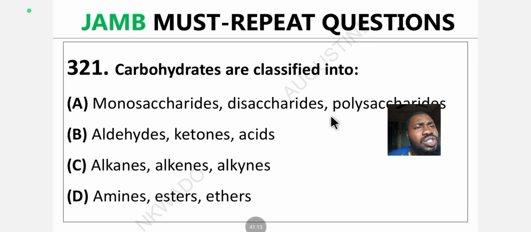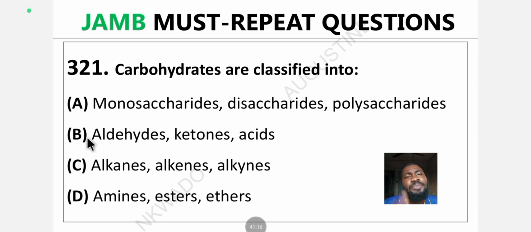Question 321. Carbohydrates are classified into what? A. Monosaccharide, disaccharide, and polysaccharide. B. Aldehyde, ketone, and acid. C. Alkanes, alkene, and alkyne. D. Amines, esters, and ethers. What's the answer? This is very easy now. Drop the answer in the comment section, my scholars.